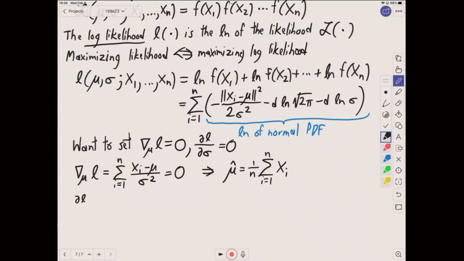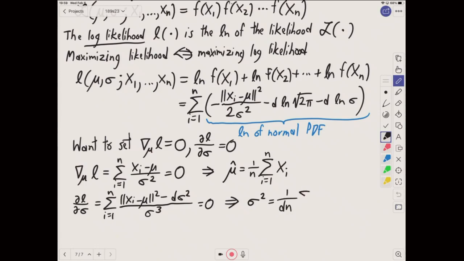And now we're going to also set the partial derivative with respect to sigma to 0, and that's going to tell us the correct value of sigma. So if you do the calculus, then the partial with respect to sigma is this. So I set that to 0, and if you do a little bit of work to solve for sigma squared, you could solve for sigma, but it's easier just to get sigma squared. You will get this expression here.